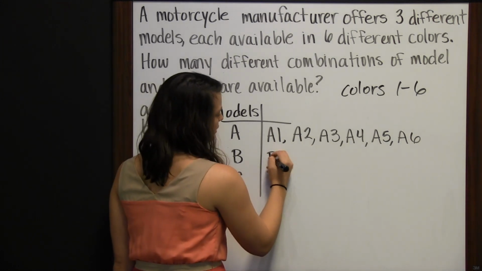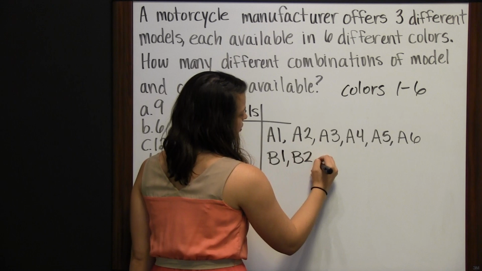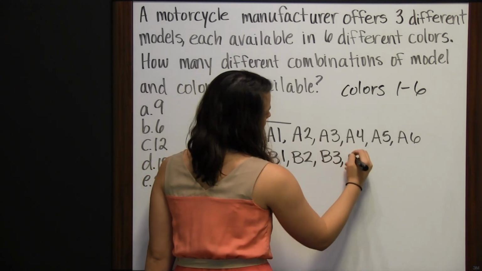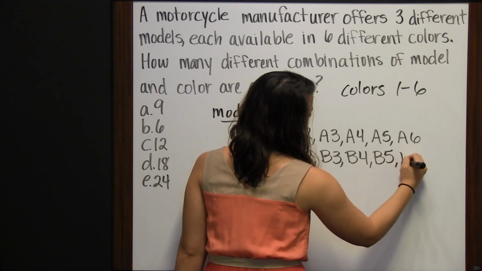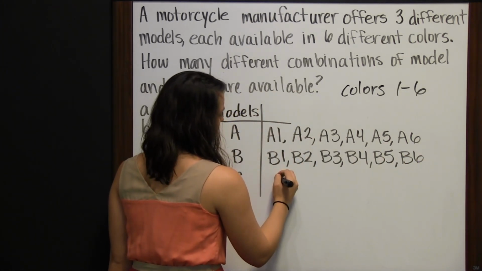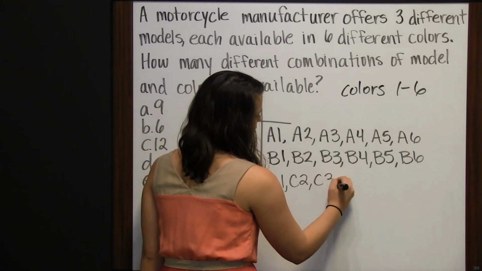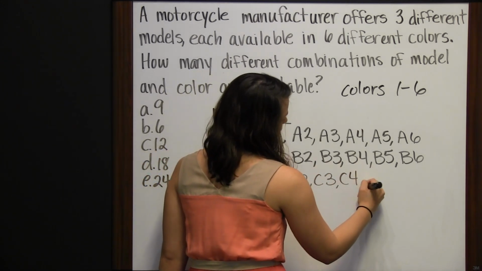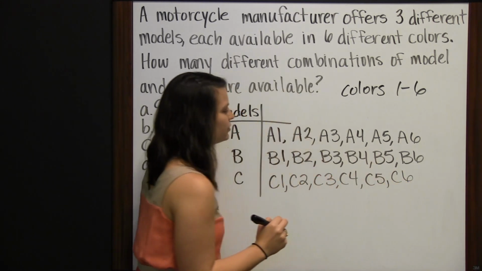Same thing with model B. You could get model B in color 1, color 2, color 3, color 4, color 5, or color 6. And finally, the same with model C. Color 1, color 2, color 3, color 4, color 5, and color 6.